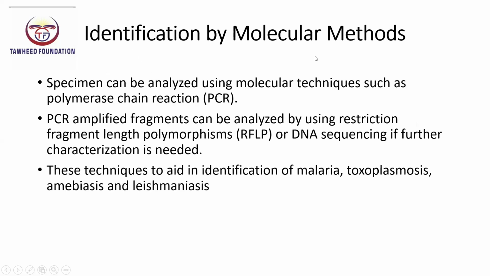Next is molecular methods of identification. Modern parasitology incorporates molecular tools such as PCR, polymerase chain reaction, for direct detection of parasite DNA. Further genetic analysis, including RFLP, that is restriction fragment length polymorphism, or DNA sequencing, allows species identification and investigation of genetic diversity, drug resistance, or epidemiological tracking. These techniques greatly increase sensitivity and specificity for detecting malaria, toxoplasmosis, amoebiasis, and leishmaniasis.